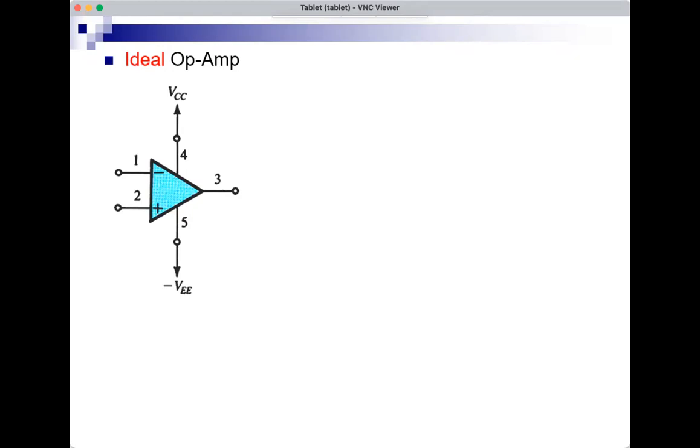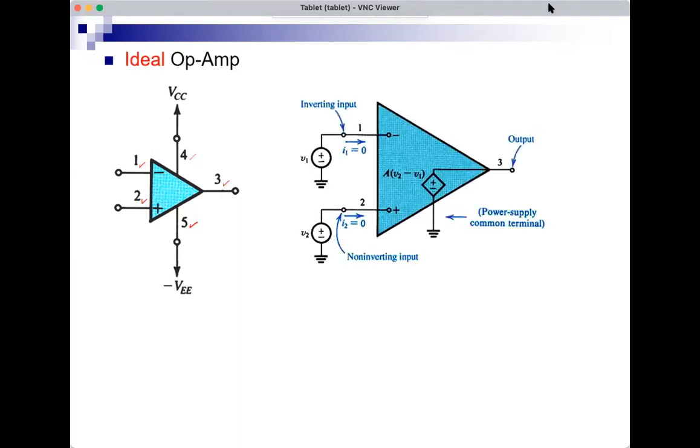For an ideal op-amp, we said that we have these two inputs, input at node 1, another input at node 2, and the output is at node 3, and two supplies, a positive supply and a negative supply. In general, I will have two supplies. In some cases, I may have just one positive supply. The input that's connected to the minus is called the inverting input. The input connected to the plus is called the non-inverting input.